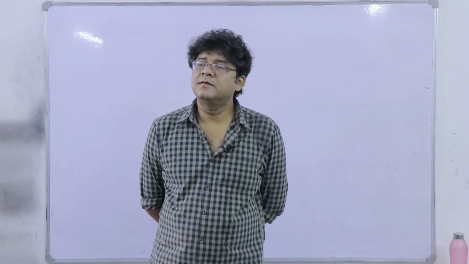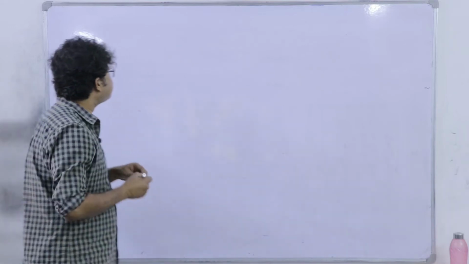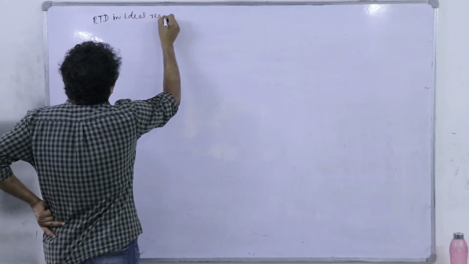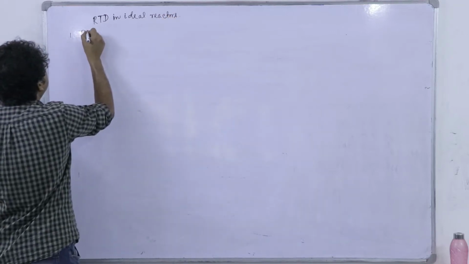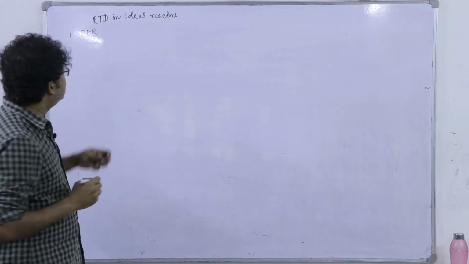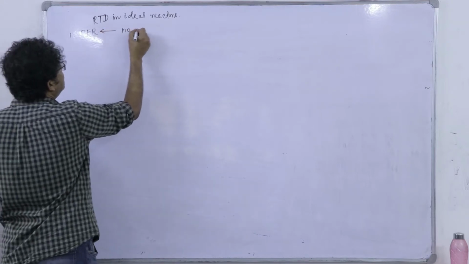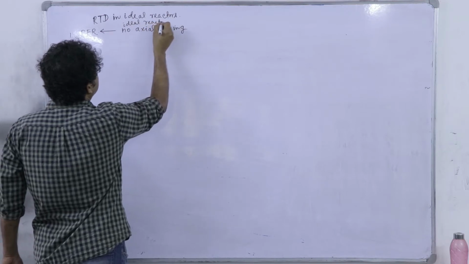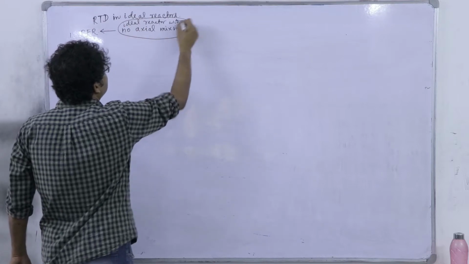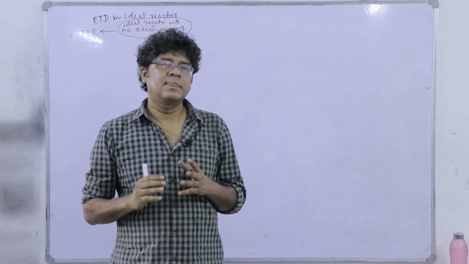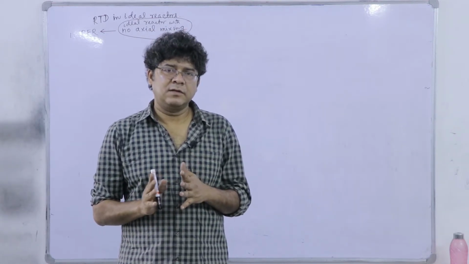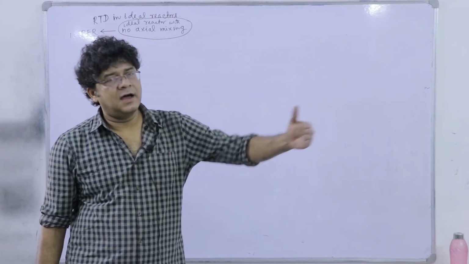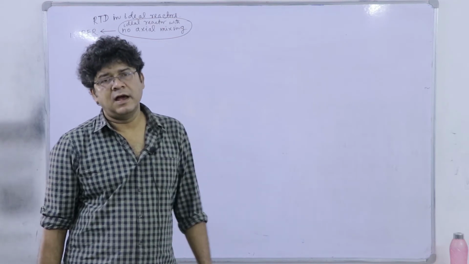So, first let us start our discussion with PFR. Our topic is RTD in ideal reactors. First it is PFR, the RTD of a PFR. Now, you see, PFR is an ideal reactor with no axial mixing. Whenever we are not having any axial mixing, whatever spike we give at the inlet, the same spike will travel through the reactor without any dispersion, and after the residence time the same spike will appear at the outlet of the reactor.